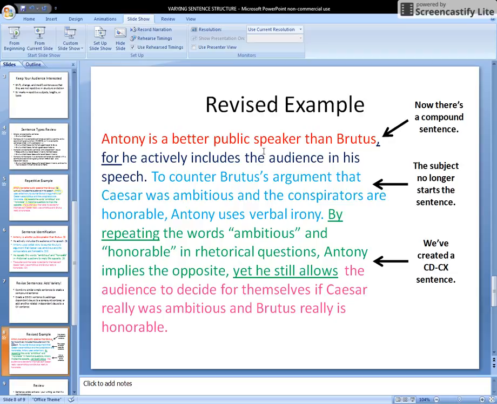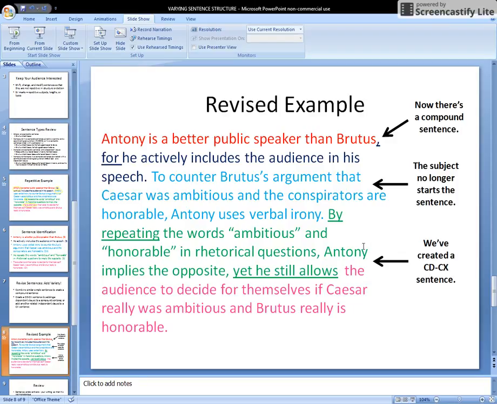We have Antony is a better public speaker than Brutus, for he actively includes the audience in his speech. Now we don't have two simple sentences, but we have a compound sentence, so it doesn't read as choppy. To counter Brutus's argument that Caesar was ambitious and the conspirators are honorable, Antony uses verbal irony. It no longer starts with the subject, so it's not monotonous, it's not repetitive to the former sentence.